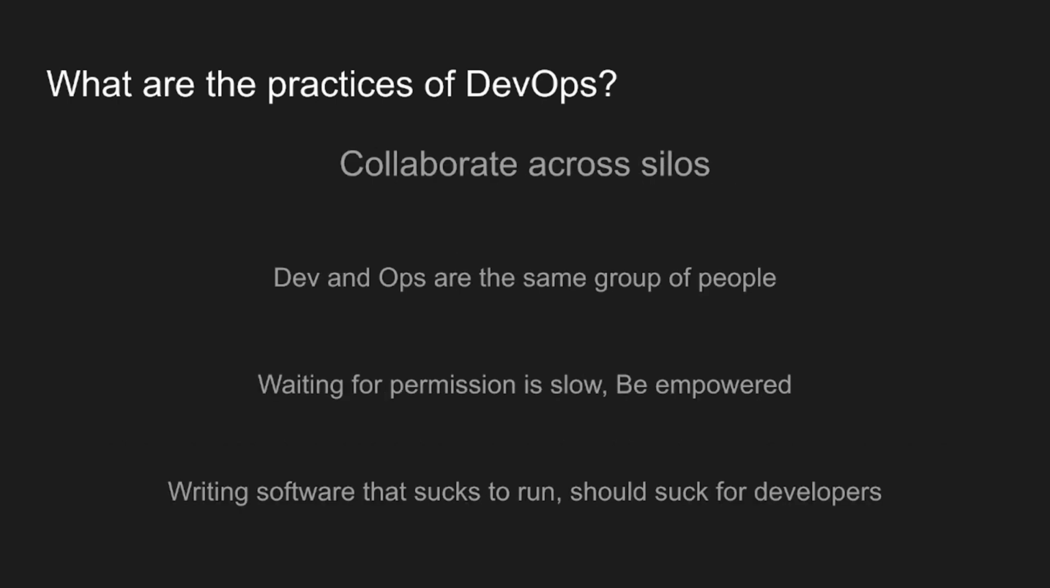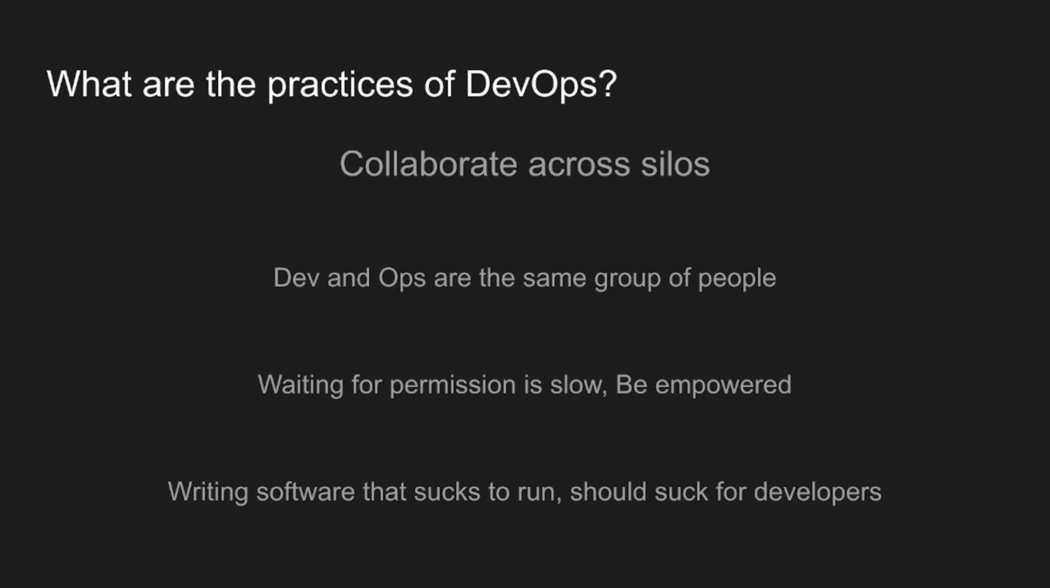Collaborating across silos, I kind of mentioned, dev and ops, they're the same group of people now. Something that was really common, and even today I think companies struggle with it to some degree, is waiting for permission. Asking for permission is historically super slow. If you need to add a new feature to your app and you have to submit a ticket to your IT department and wait several days for them to grant you permissions to either go monitor this thing or to allocate this infrastructure or some other thing that you need to do, it is super slow.